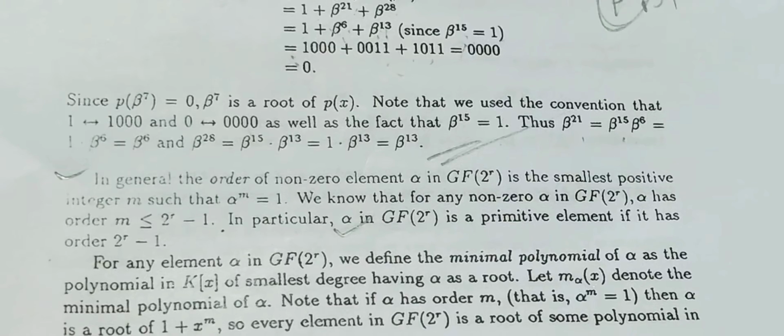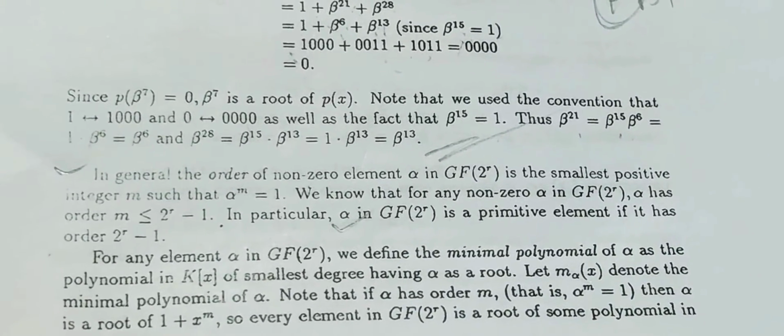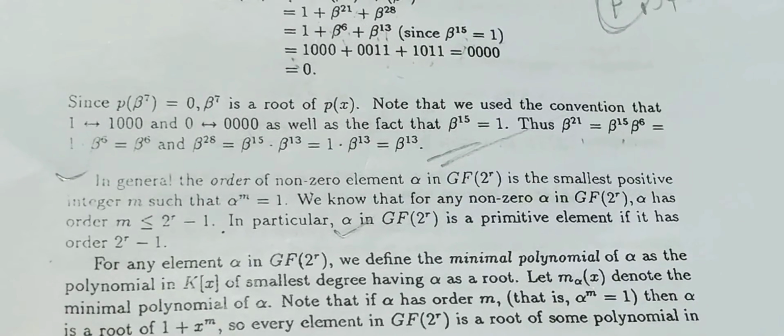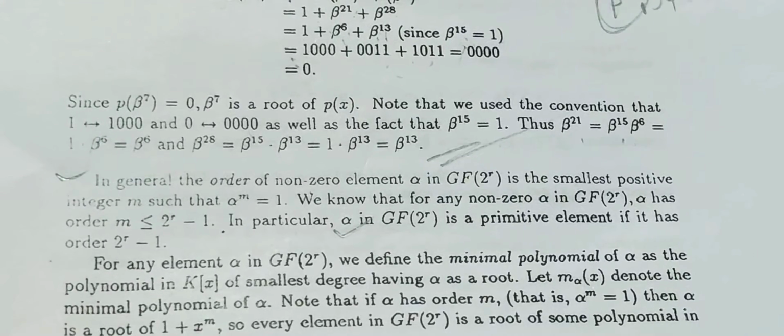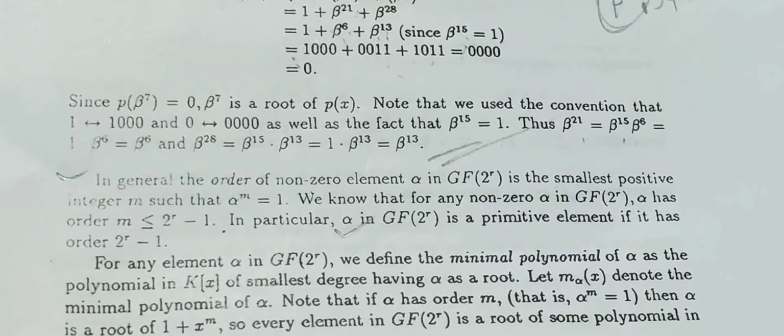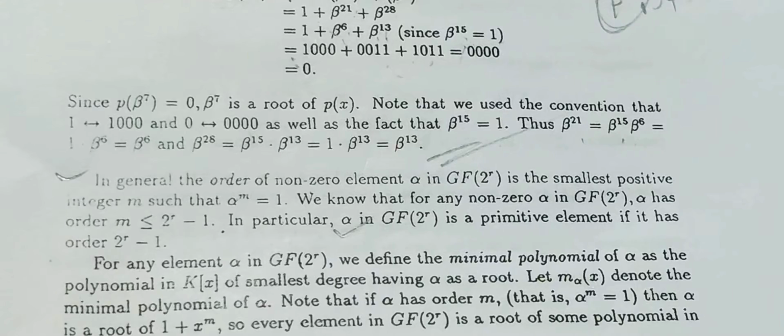The order of a non-zero element alpha in the Galois field of 2 raised to r is the smallest positive integer m such that alpha raised to m is equal to 1. So, alpha raised to m is equal to 1 means m is the order of the non-zero element alpha. Okay.